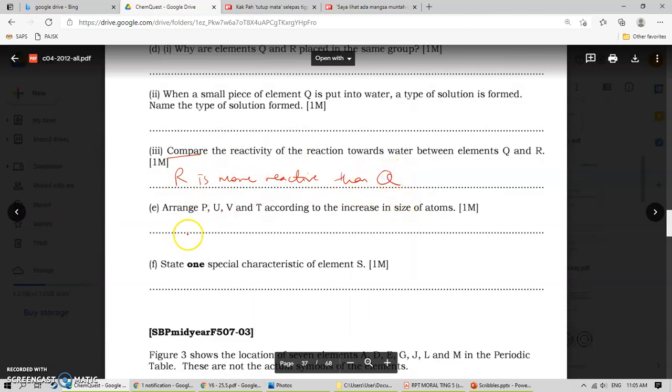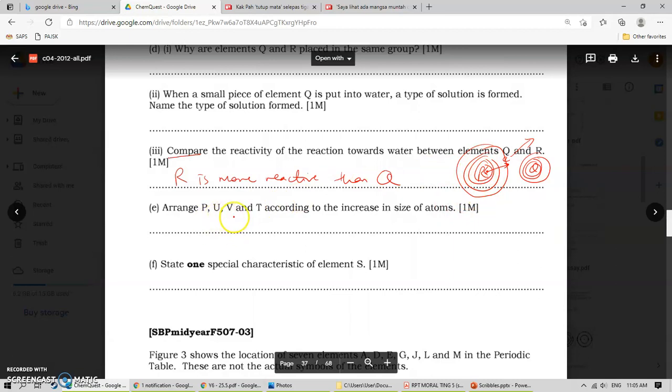Next. Oh, it doesn't ask why. Alright, so why is R more reactive? Because the size of the R atom is bigger than the Q atom. Therefore, the force of attraction of the nucleus on the electron is weaker in R. So it is easier for the electron to be released to form the octet electron arrangement. So that's why R is more reactive than Q.